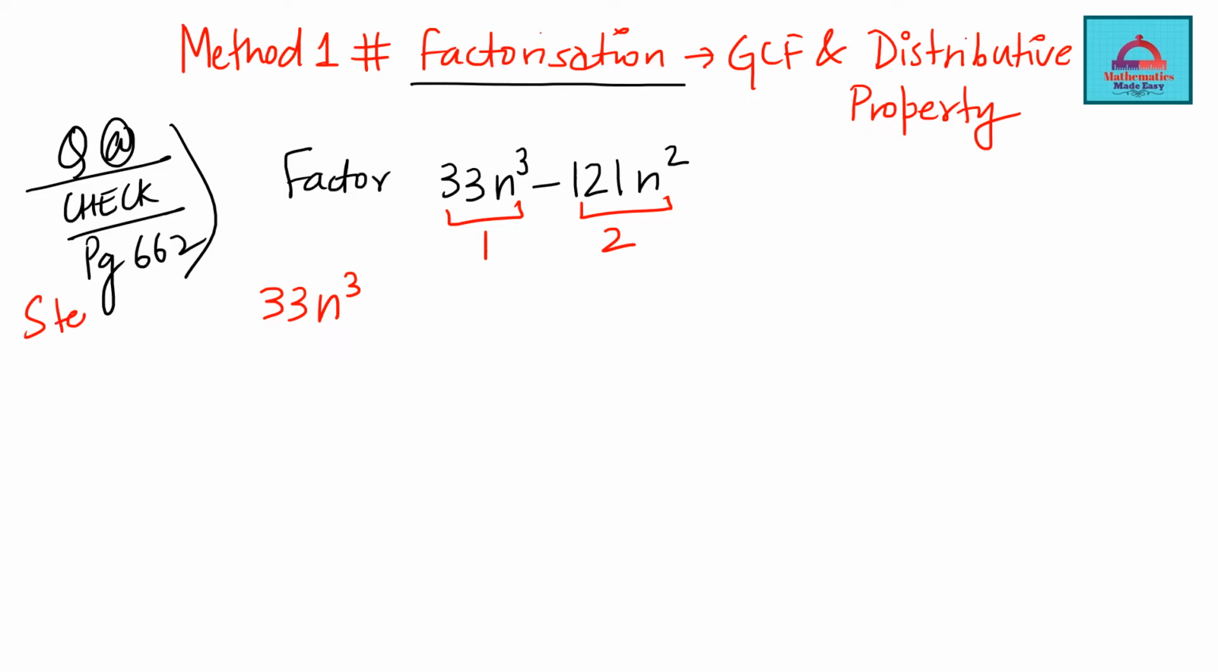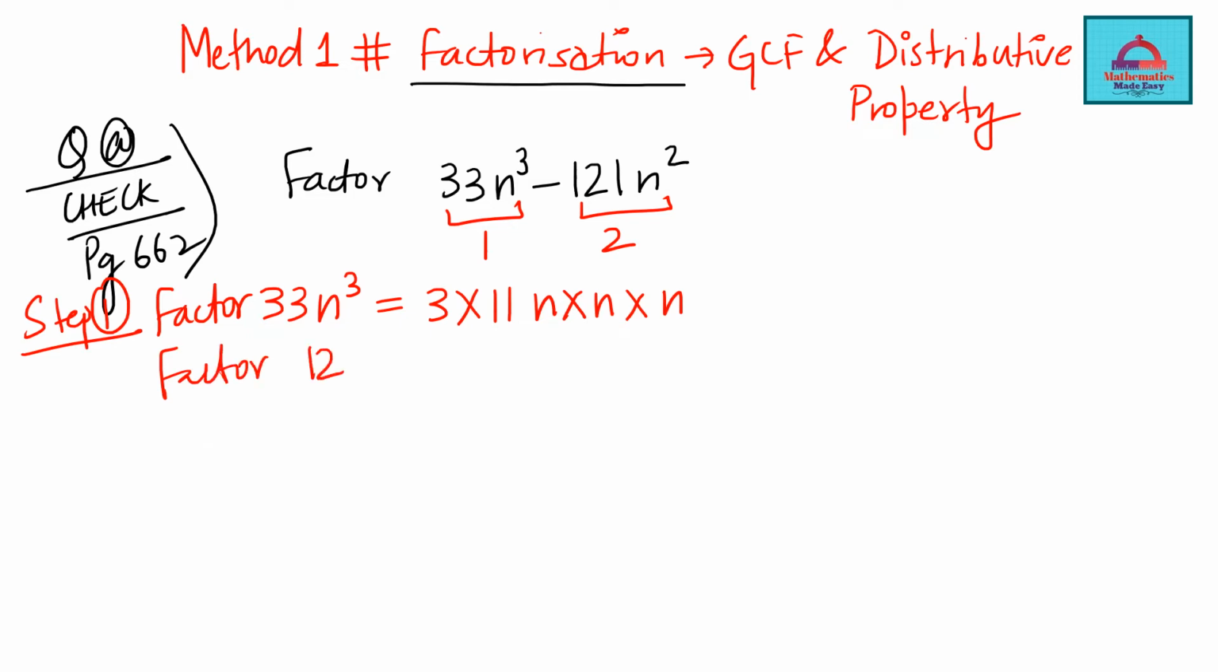So step 1 of a factorization question would be to factor each term. So I'm factoring 33, the number, as 3 multiplied with 11. So prime factorization, that's how it works. And n cube means n multiplied with n multiplied with n, 3 times. Next, I factor the second term, which is 121n square. So 121 is a perfect square of 11. So I can write 11 multiplied with 11 and 2 times n.